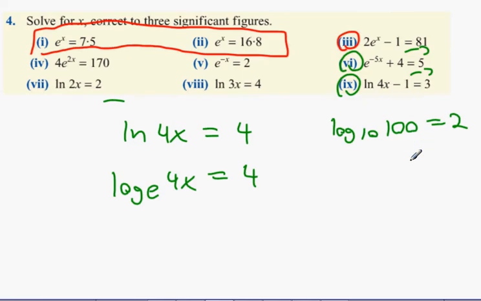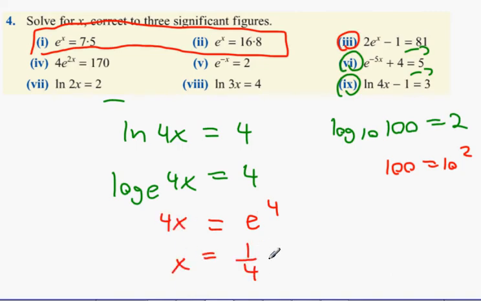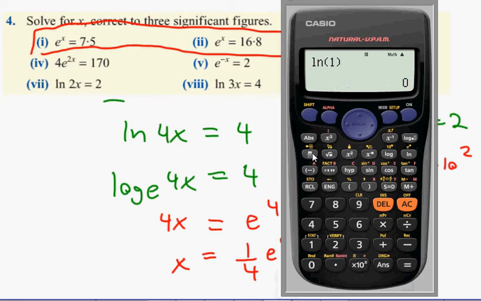And then I have to figure out which movement makes it equal. That's going to be 100 equals 10 to the power of 2. So I'm going to do the same movement here. I'm going to bring e to the power of 4 equals 4x. X therefore equals a quarter e to the 4. And then what I can do there is put a quarter e to the 4 on the calculator and find out what that is. Okay, so that is going to be e to the power of 4 and 13 points.